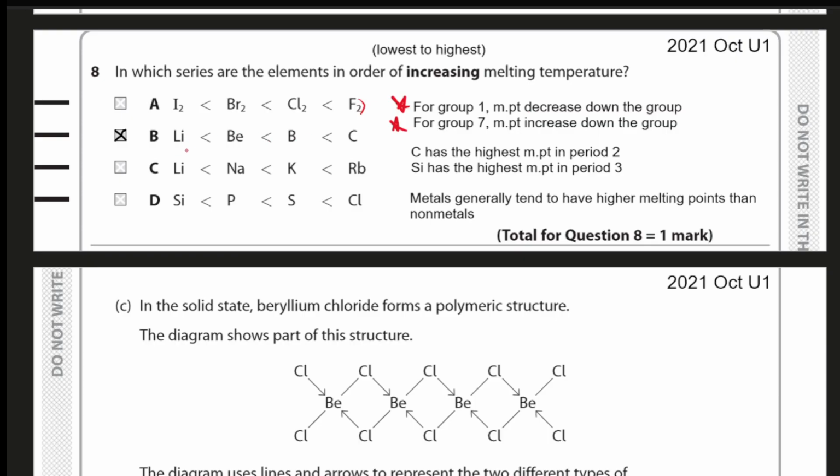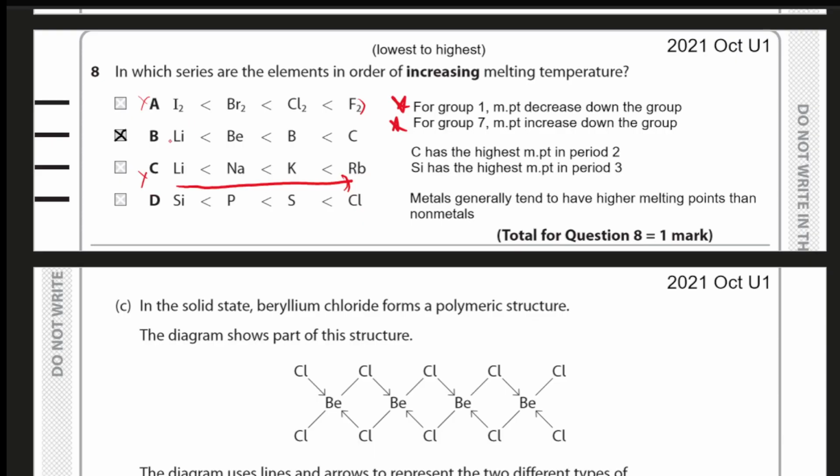They showed this one period-wise, from the lithium period, and the other one group-wise. Since the melting point decreases as you go down the group, but they asked for increasing melting temperature, C is not going to be the correct answer, as well as A.